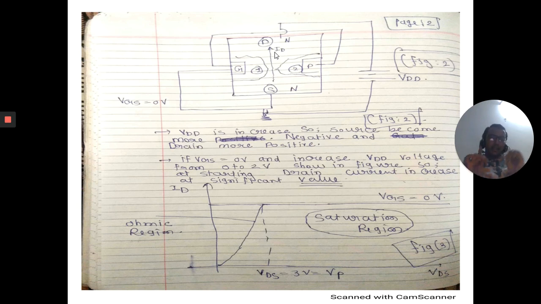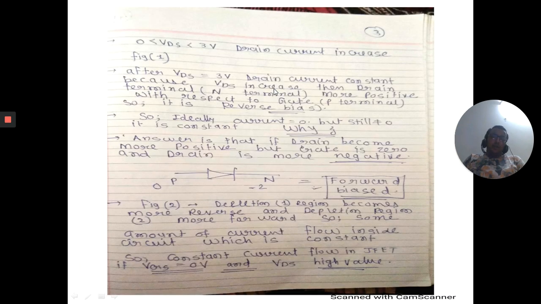But it will not happen. Why is drain current not equal to 0? Because see here, depletion region 1 is increased but depletion region 2 is not increased. Why? Because if VDD is increased then drain becomes more positive, but at that time source becomes negative. So see this figure very carefully. If the P terminal consists of 0 volt and the N terminal consists of minus 2 volt, then it is known as a reverse bias case. It is not considered a reverse bias case. It can be considered a forward bias case.